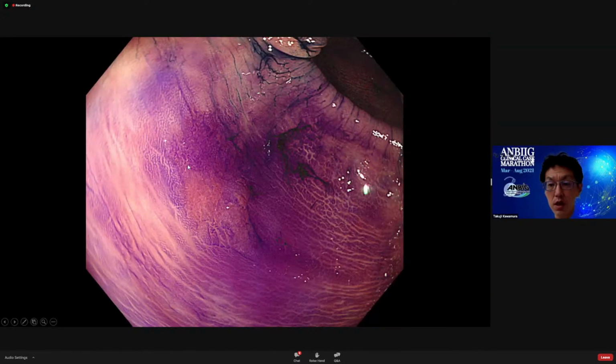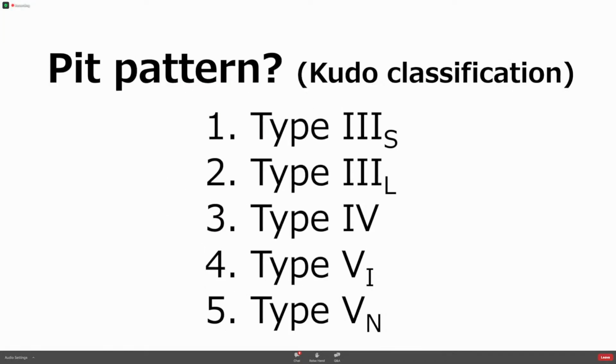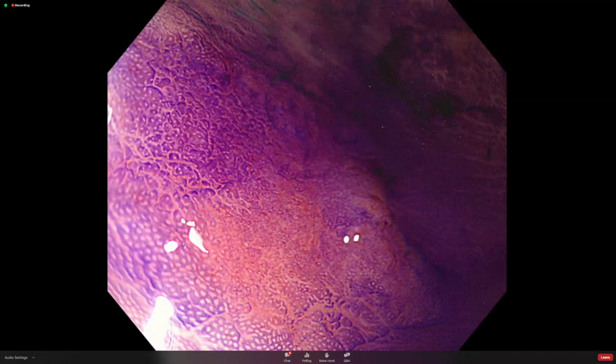So we performed crystal violet staining, and this is the crystal violet staining with magnification. So what is the pit pattern? The classification: type 3S, 3L, 4, 5I, or 5N. Okay, type 4 and type 5I each 40%.